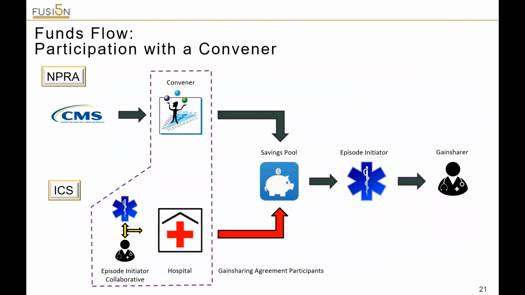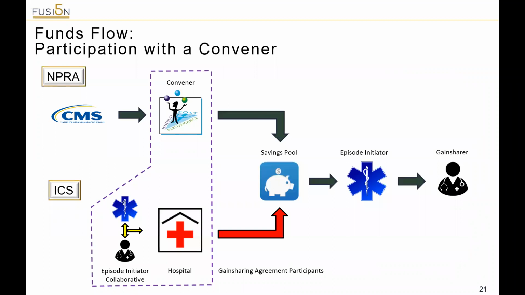How do funds flow? NPRA comes from Medicare. The dollars flow from CMS to the convener, that would be us. We then process that. We have a fee of whatever it is that we take out. The remainder of the dollars go into a savings pool. This is a fictitious pool. You can think of it like a bank account. It's actually a ledger account.